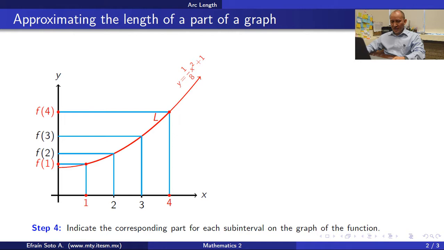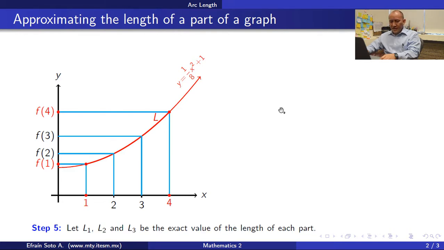so that we need to calculate the length of each of these parts, this first part, and then the second one, and then the third. The problem is that we don't have a formula in order to calculate each of these parts. That's why we are going to use a supposition. Let's suppose each part is a straight line.